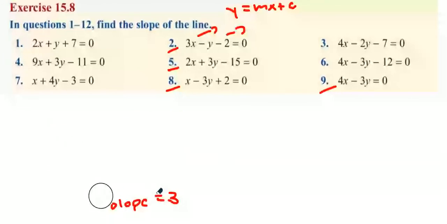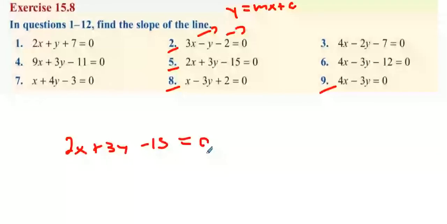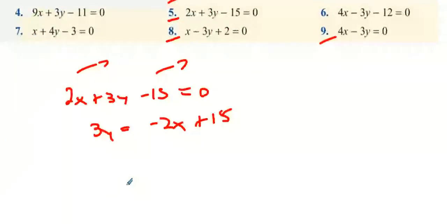Now you're going to move on to question 5. 2x plus 3y minus 15 equals 0. Move the 15 and the 2x over to the other side, so you get 3y equals minus 2x plus 15. Divide both sides by 3, so we're going to get y equals minus 2 over 3 x plus 15 divided by 3, which is 5.